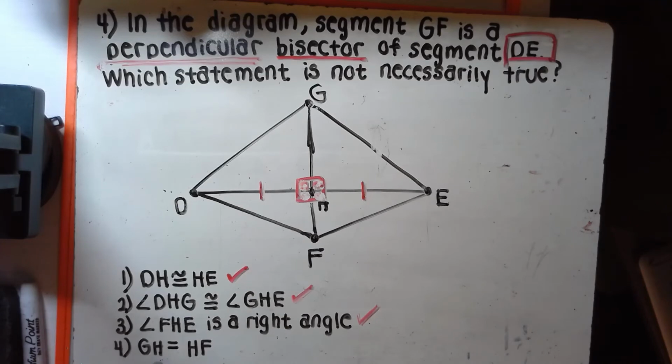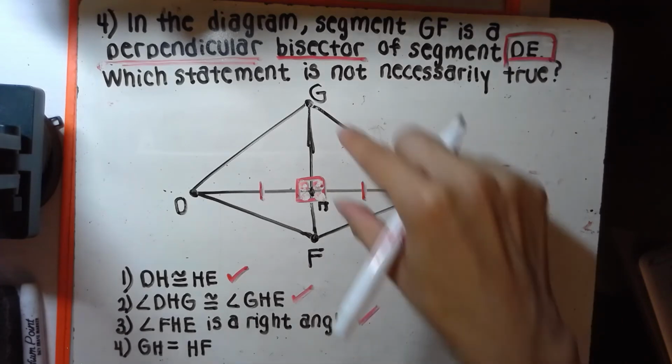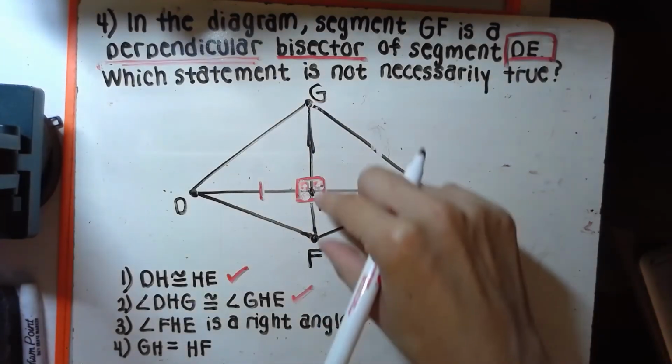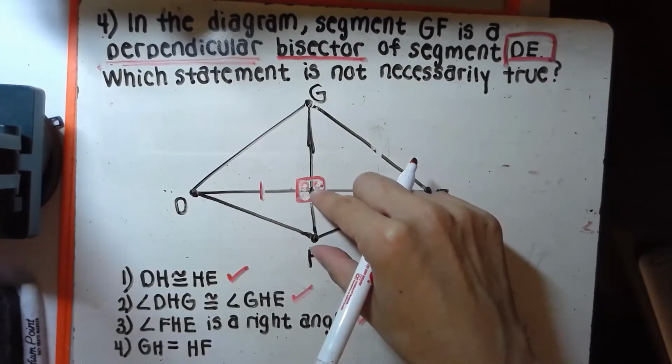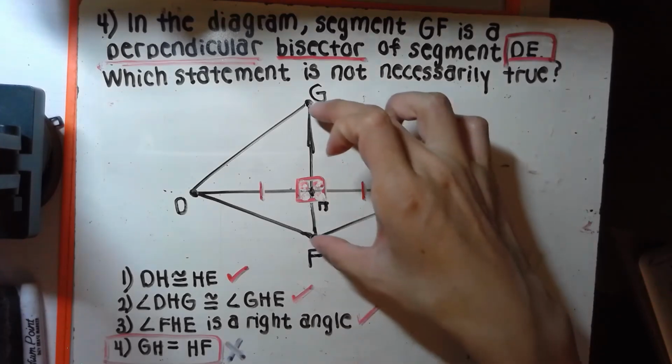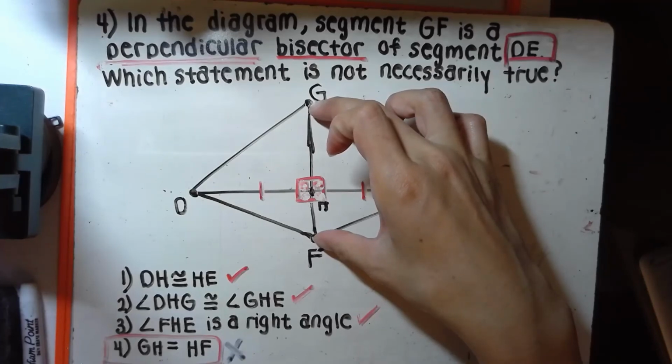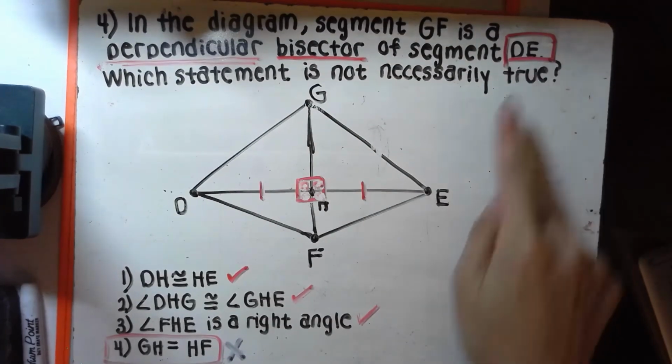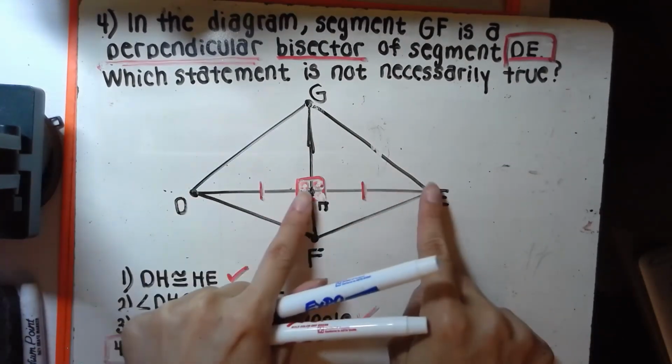Let's take a look at option 4. GH, so segment GH right here, is equal to segment HF. Is that necessarily true? I don't think so, right? Because there was nothing that said that segment GF was being bisected, that it was being cut in half. It only said something about DE being cut into two congruent parts.